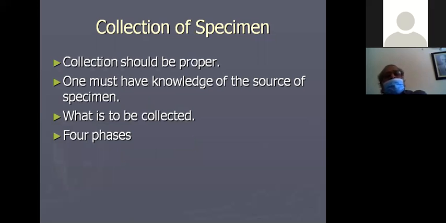For collection of the specimen, collection should be proper and one must have knowledge of the source of the specimen. And he must know what is to be collected. There are 4 phases when you visit the scene.